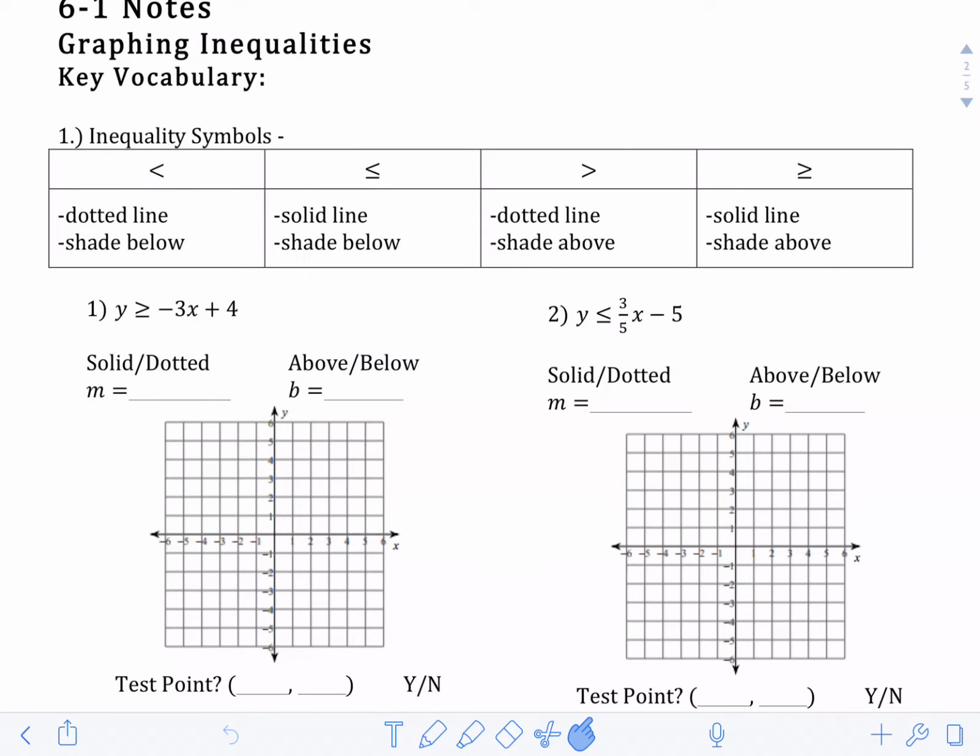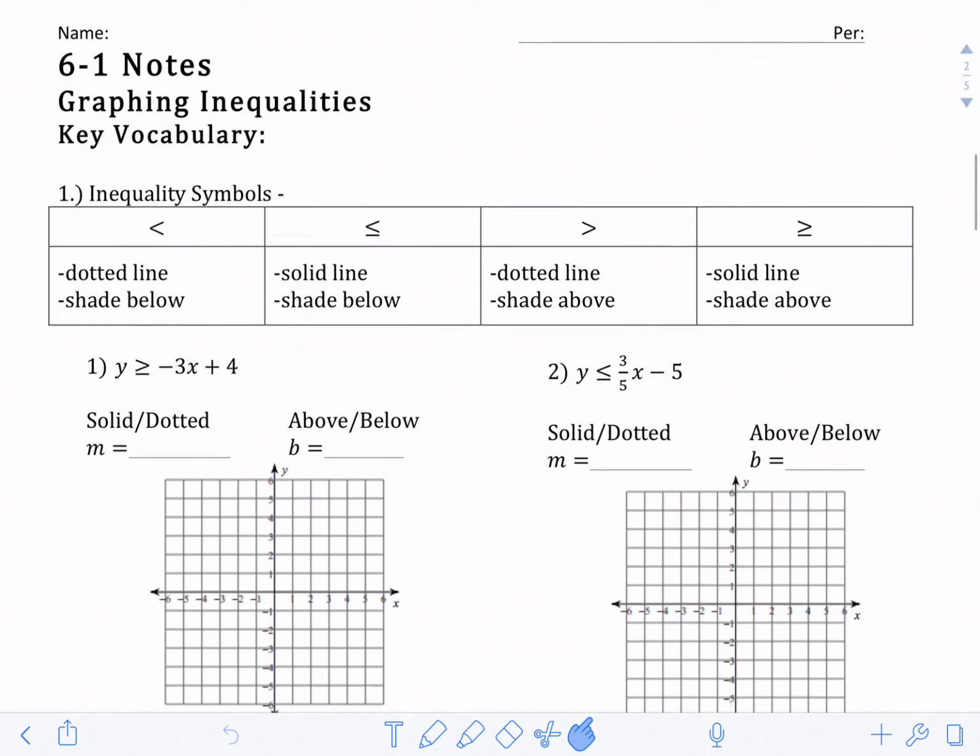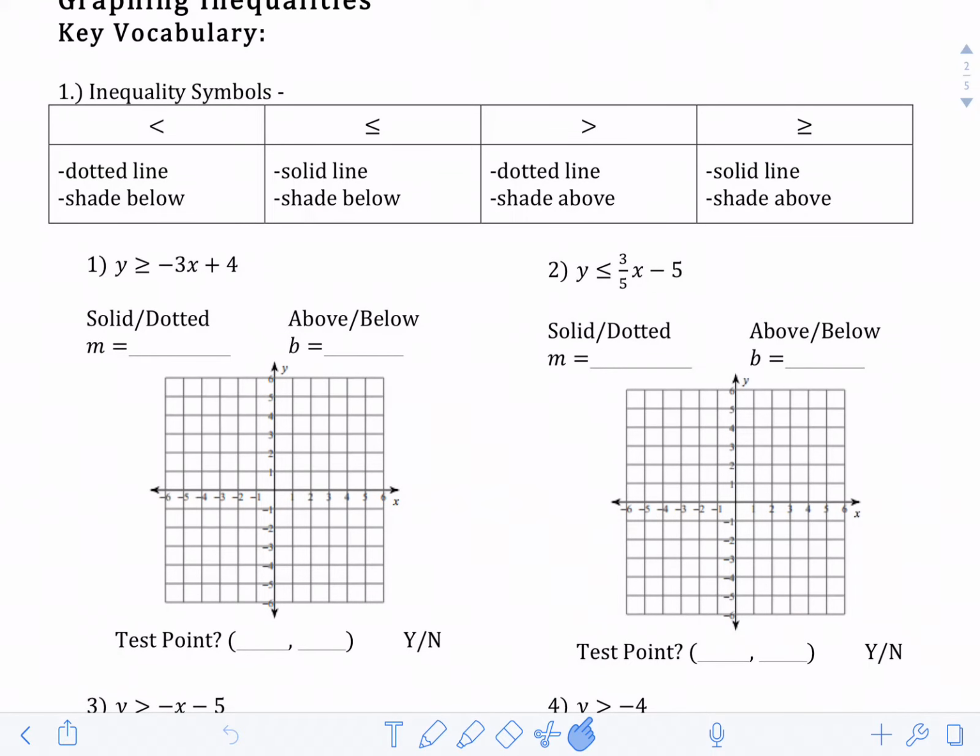All right, 6-1 notes. This is just graphing inequalities. So a couple things you need to know are your inequality symbols. This first one right here means less than. And that is a dotted line, and we will shade below. And I'll explain what that means here in just a little bit.